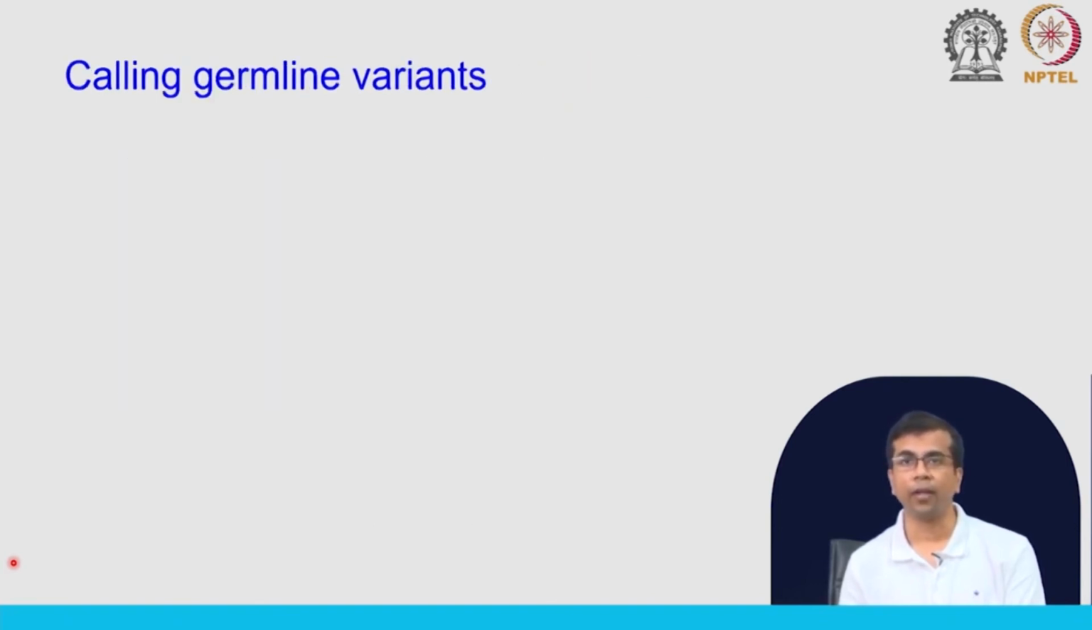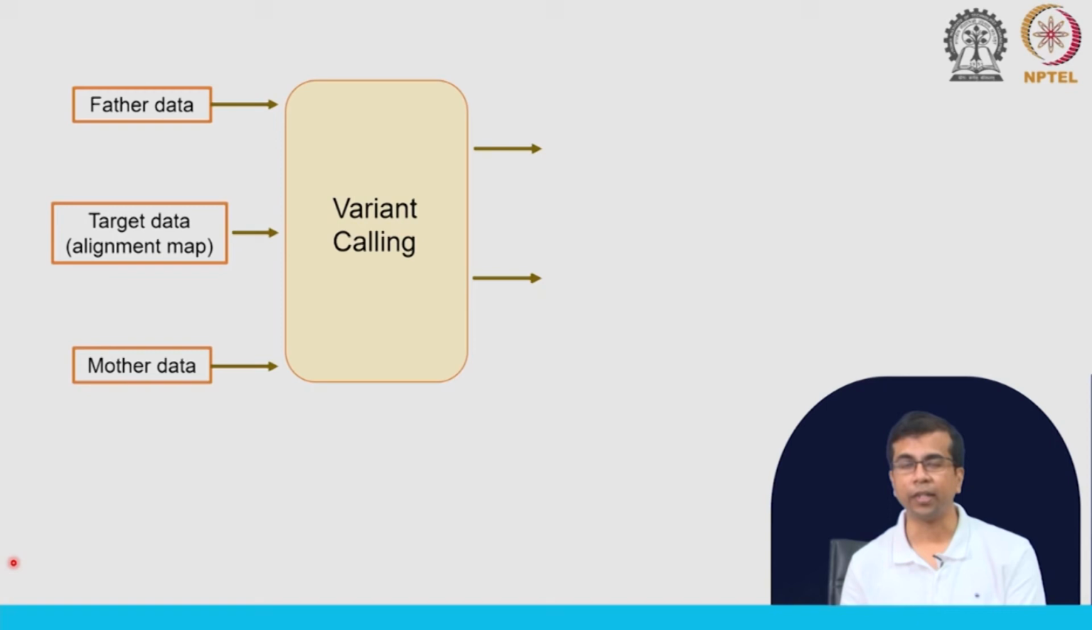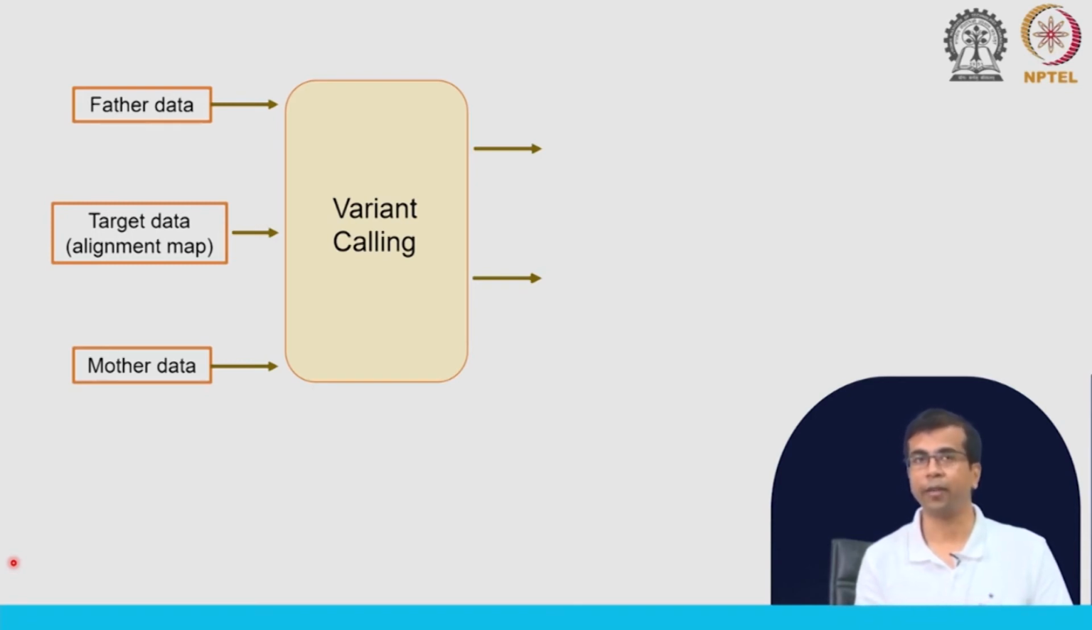Now, we will talk about some of the pipelines for different types of variants that we can identify. So, one is the germline variants, this is actually very important. What we do in germline variant calling is we take the sample data or target data. We have one individual's data, this is usually the alignment map, SAM or BAM, and we also take similar data from the parents. So, we have father data and mother data and we do the variant calling following all the guidelines, all the steps that we have just discussed.